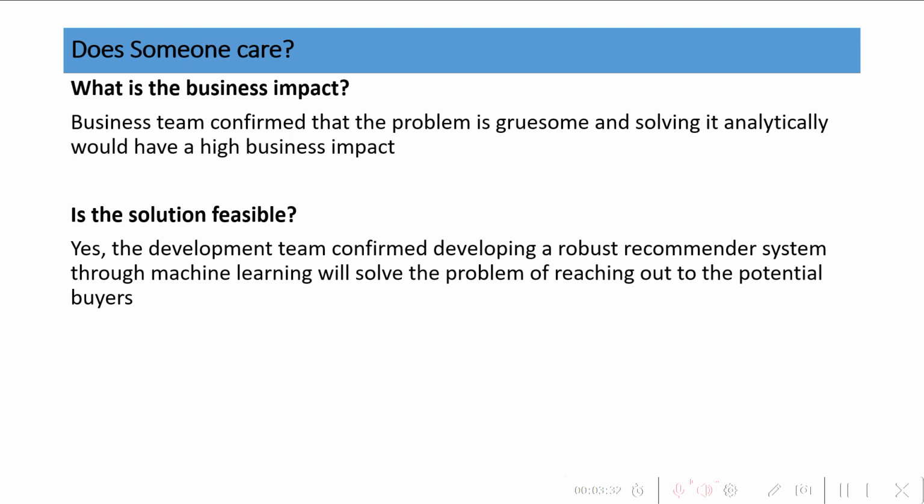Then the question comes to the development team: is the solution feasible? Yes, the development team confirmed that developing a robust recommender system through machine learning will solve the problem of reaching out to the potential buyers.